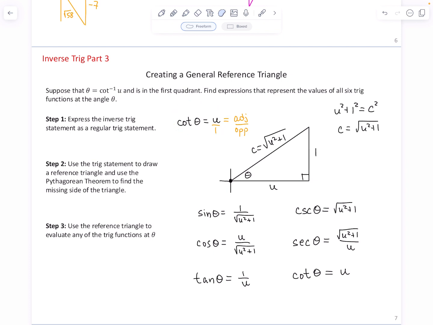And we call this a general reference triangle because the variable u is kept arbitrary. It's not a specified number. Okay, and this concludes our 3rd lesson in the 3-part series on inverse trigonometry.